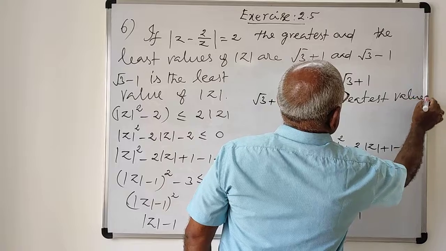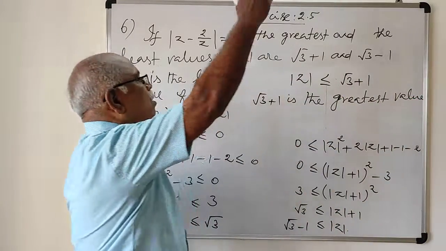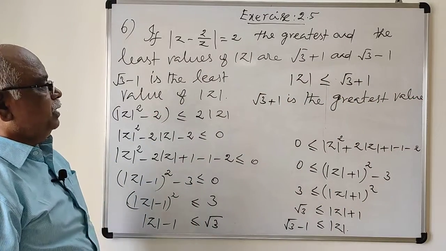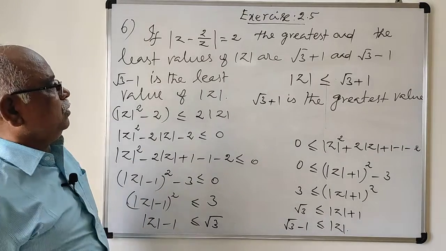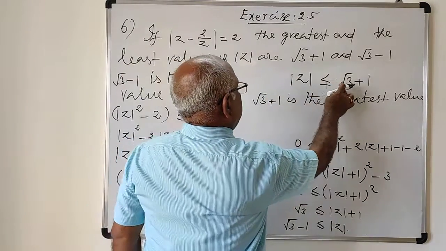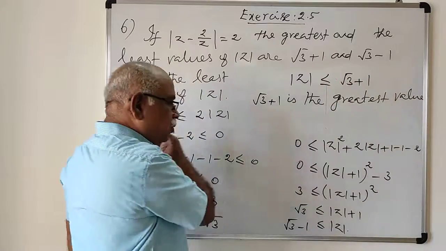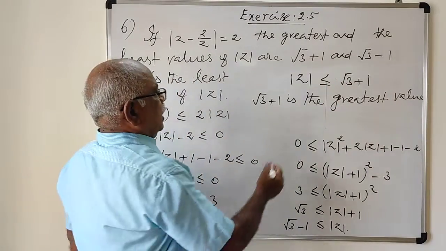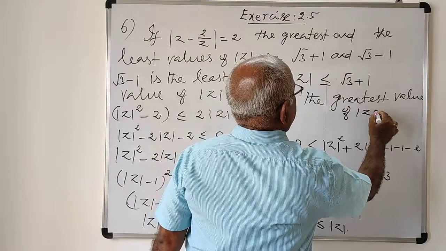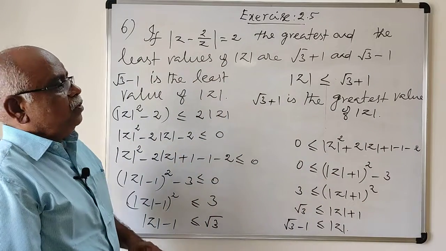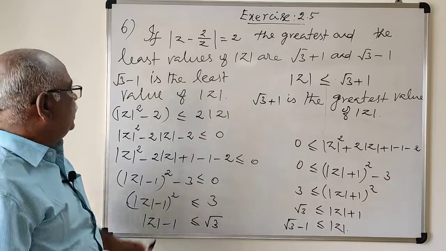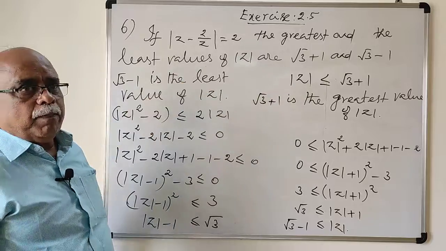From that value is the initial value, and above it, all the values are there for mod z greater than root 3 plus 1. Less than or equal to root 3 plus 1 means it is the greatest value. All values are below root 3 plus 1. Greatest value of mod is that. That's all about problem 6, least value. We derived the problem.